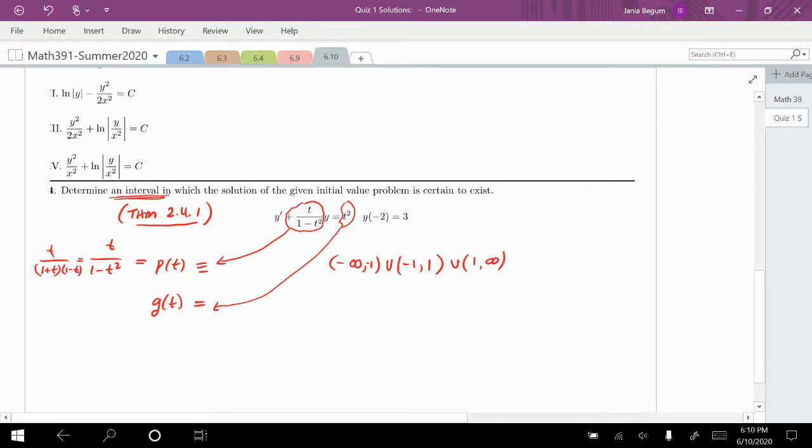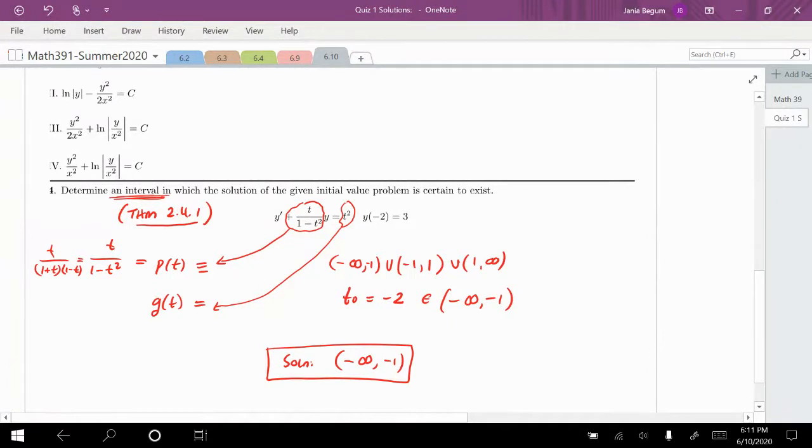So 1 to infinity. Now, what is our t naught? What is the initial point? That's negative 2. And it falls into which interval? Negative infinity to negative 1. Exactly. So that's the interval where it is certain to have a unique solution. Okay, so the answer to this problem would be the interval negative infinity to negative 1.